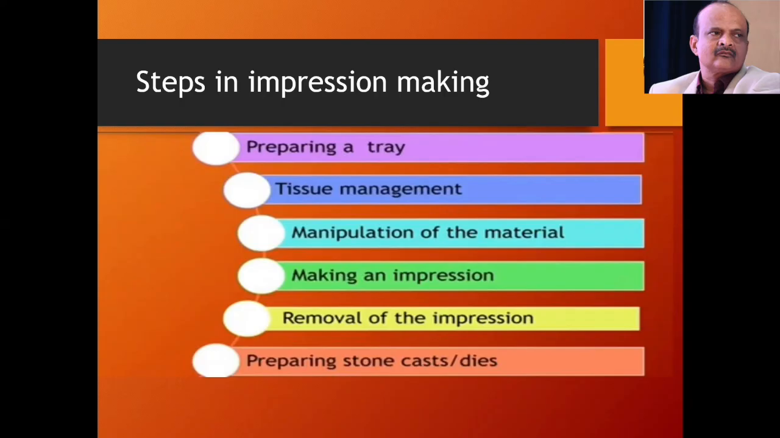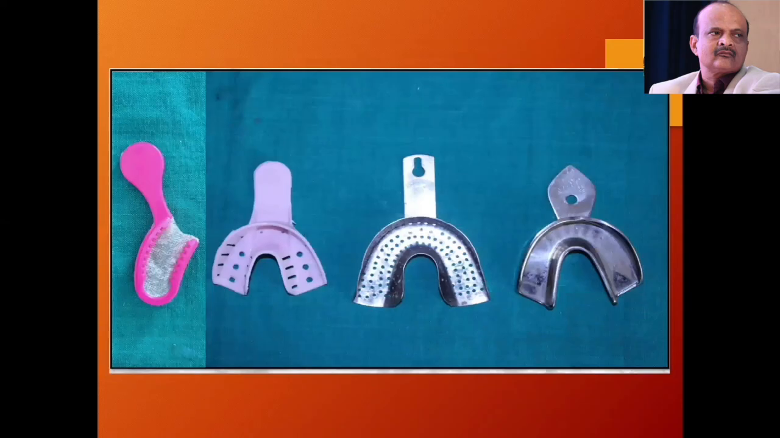Then manipulation of the material plays an important role in the success of the impression. For making an impression, different techniques are there, which we'll see in the subsequent slides. Removal of the impression should be in a snap, with a jerk. It should not be with rotation or twisting, as that will cause a lot of strain to be incorporated in the impression. Then preparing of stone casts and dies. Various types of impression trays are there in the market.